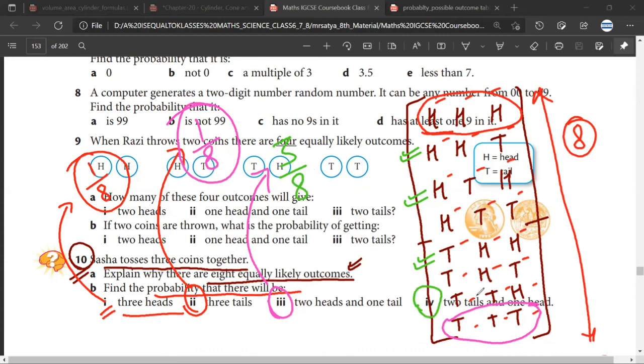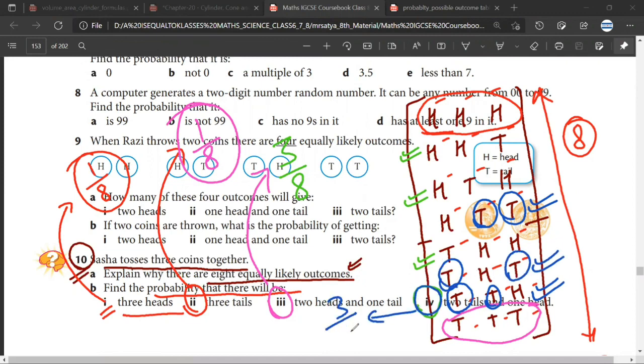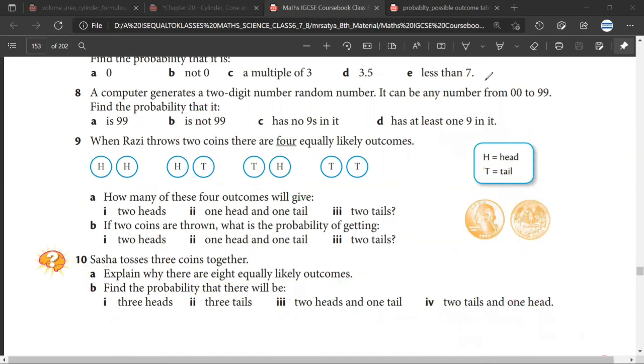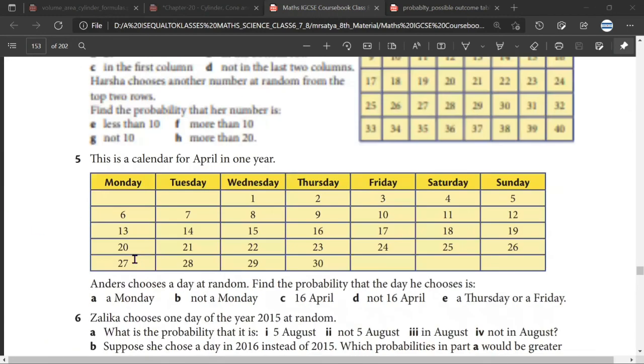And finally, what he is asking is 2 tails and 1 head. 2 tails, 1 head. 2 tails, 1 head. And 2 tails, 1 head. Have you understood? Yes. So again, the answer would be 3 by 8. Any doubt, Mr. Satya? No doubt. So, Mr. Satya, we have finished this exercise from 1 to 10.